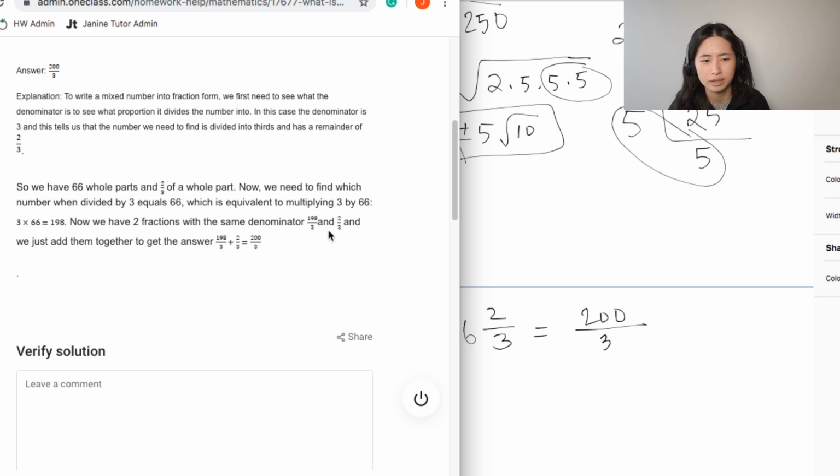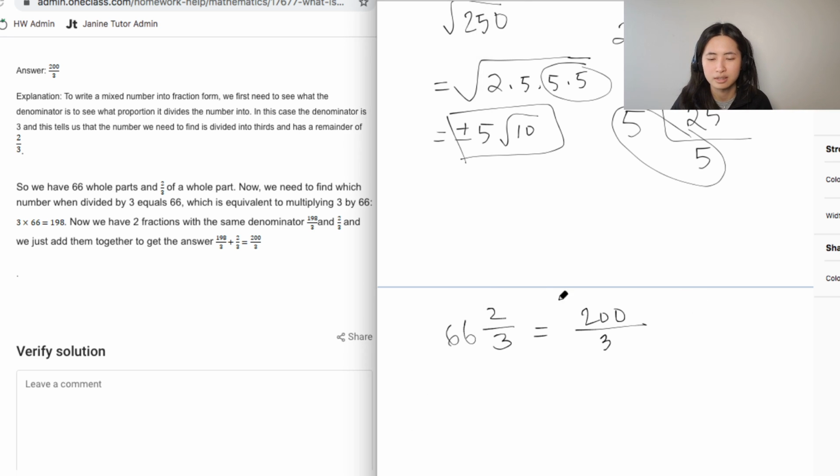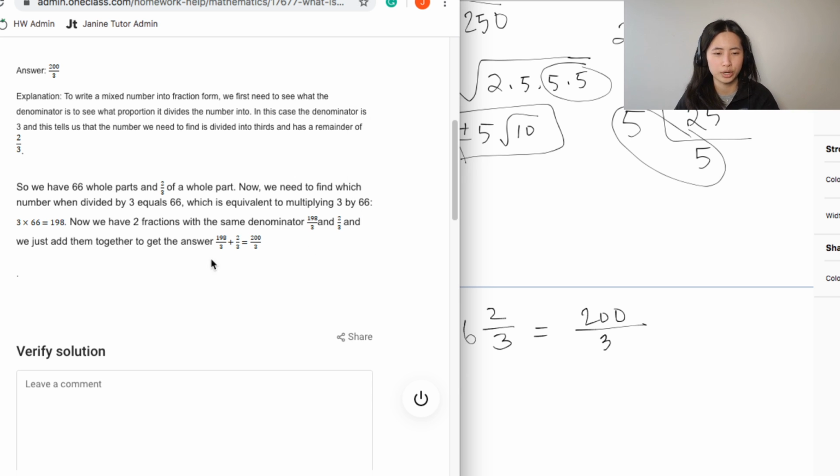Okay, so they're pretty much trying to do 198 divided by 3. Again, there's going to be multiple ways to find the improper fraction, but because you want to make sure you're as efficient as possible, pick any method that works for you. But this is still right, 200 over 3.